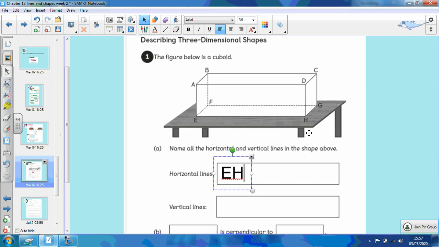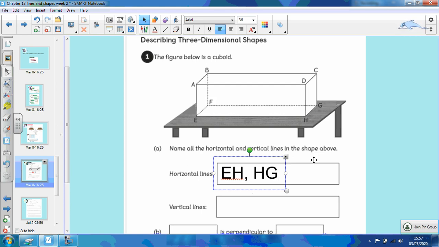There are other horizontal lines on there. I'm going to do one more because I just want to show you how to do more than one. We're going to put a comma and then we're going to put the next line that is horizontal. I can see that HG here is a horizontal line, because that would also be parallel to the floor. Although it doesn't look like it in this picture, if you were to look from the side, it would look the same as this line.